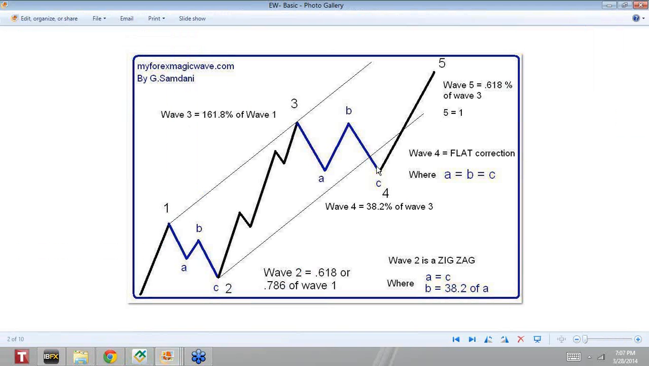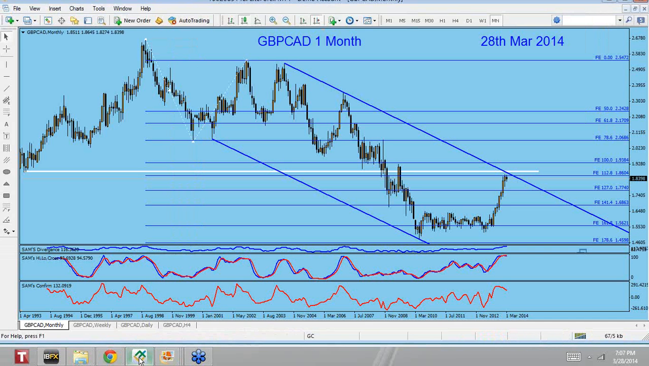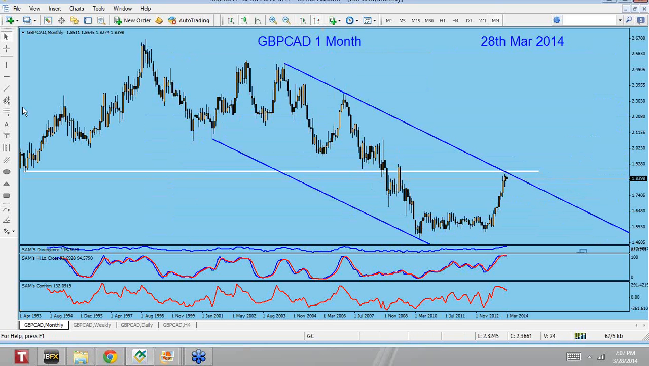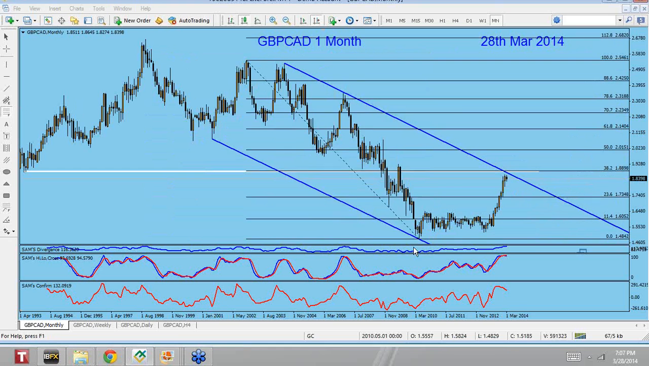Now wave 4 is equal to 38%. Is this 38% of wave 3? So let's see, measure wave 3. Wave 3 starts from here to here. What did I tell you? The 38% is coming exactly to this area here, this white line, and you can see this 38% is about to hit this TL and 38%. So this could be one of the very, very big trades coming up.